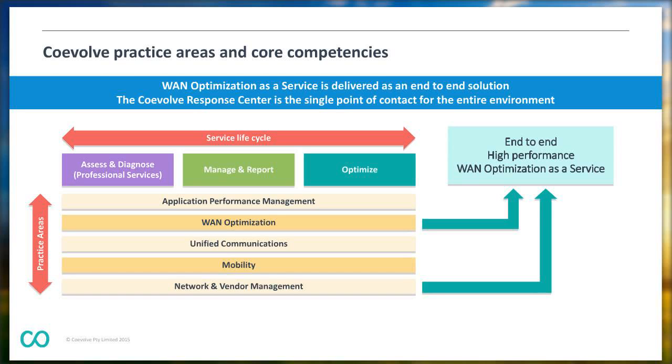across many of our different practice areas. And these are two of our core practice areas that the WAN Optimization as a service solution really draws from. So we're taking the core WAN Optimization functionality and we're taking the end-to-end network and vendor management solution. All of these environments and all of these practice areas are supported by the Co-Evolve Response Center.